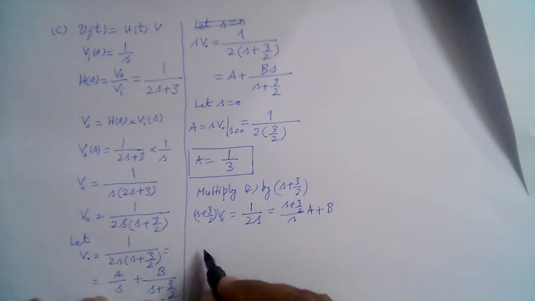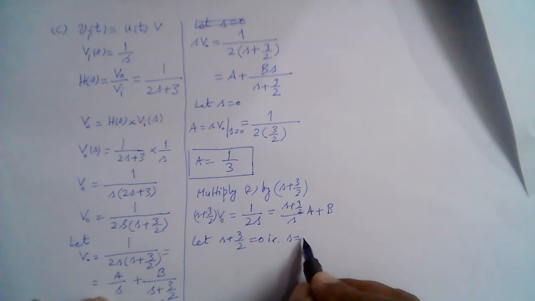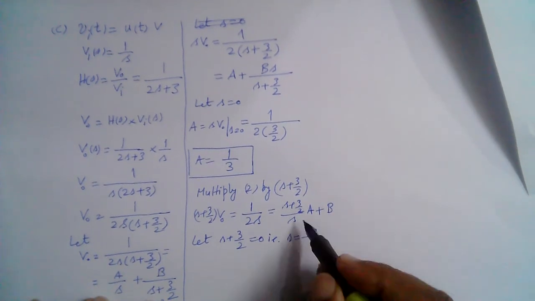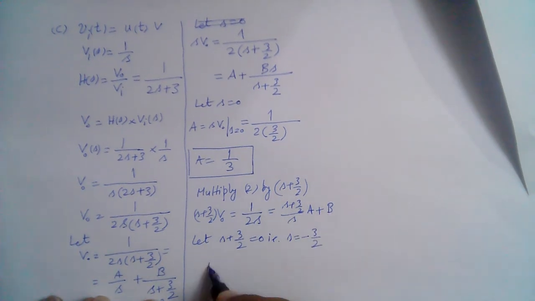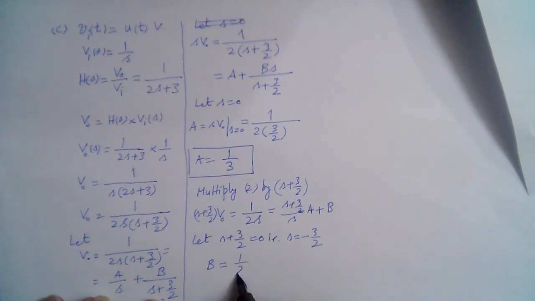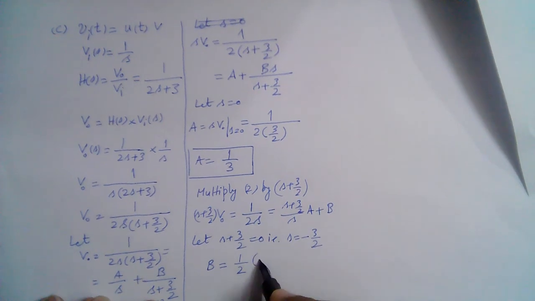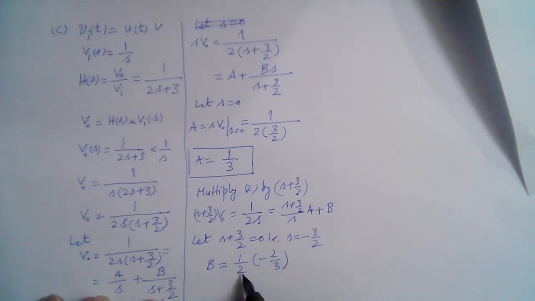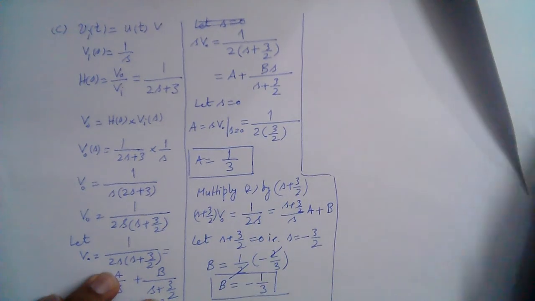So when we now put s plus 3 over 2 is equal to 0, that is s is equal to minus 3 over 2, then this term disappears because s plus 3 over 2 is equal to 0. This A term disappears, we are left with B only. So in that case B is equal to 1 over 2 and s is equal to minus 3 over 2, so that is minus 2 over 3. So this cancels out, so B is equal to minus 1 over 3. So A is equal to 1 over 3, B is equal to minus 1 over 3.